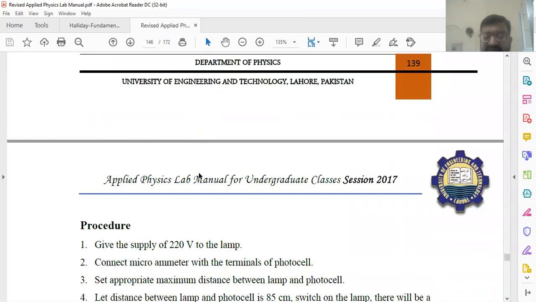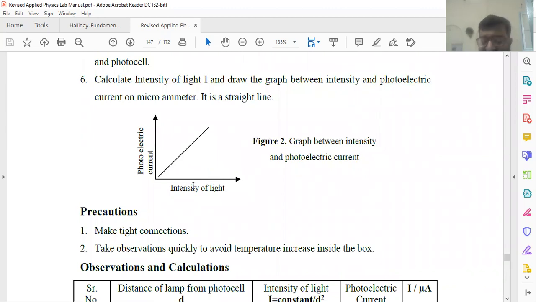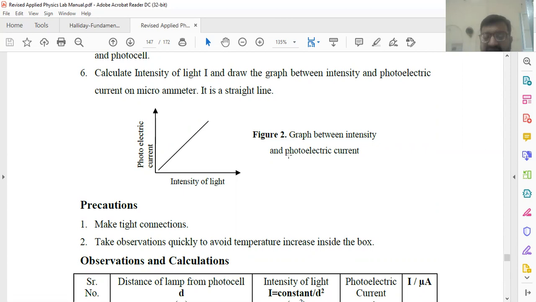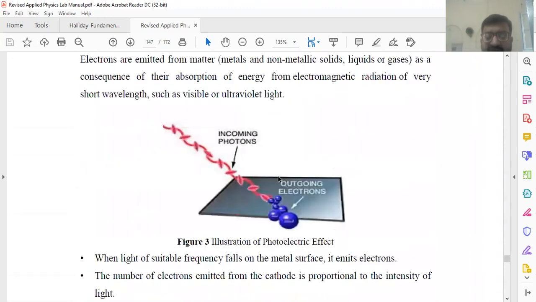The concept behind this experiment is the photoelectric effect, which means that when light of suitable frequency falls on some metallic material, it produces current. Remember, it happens under certain conditions. We require a certain amount of energy to eject the electron from the material, which is known as the work function. Below that energy, emission cannot start from the material.